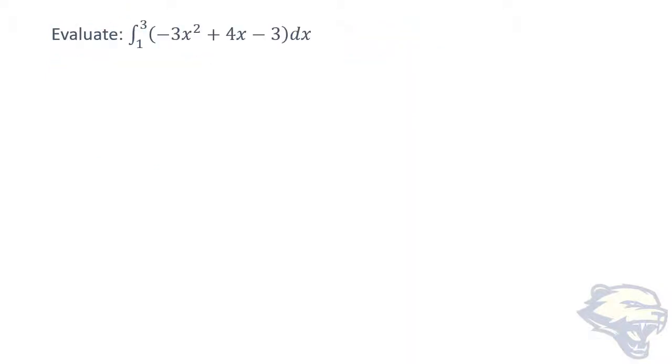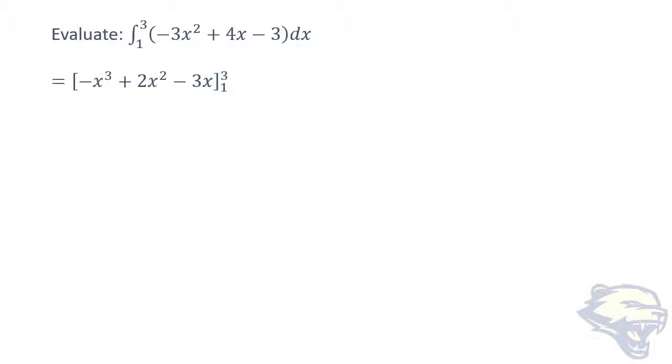Okay, so picking up where we left off on Friday now. So this is the definite integral from 1 to 3 of negative 3x squared plus 4x minus 3 dx. Okay, so as before, my first step is to evaluate the antiderivative.